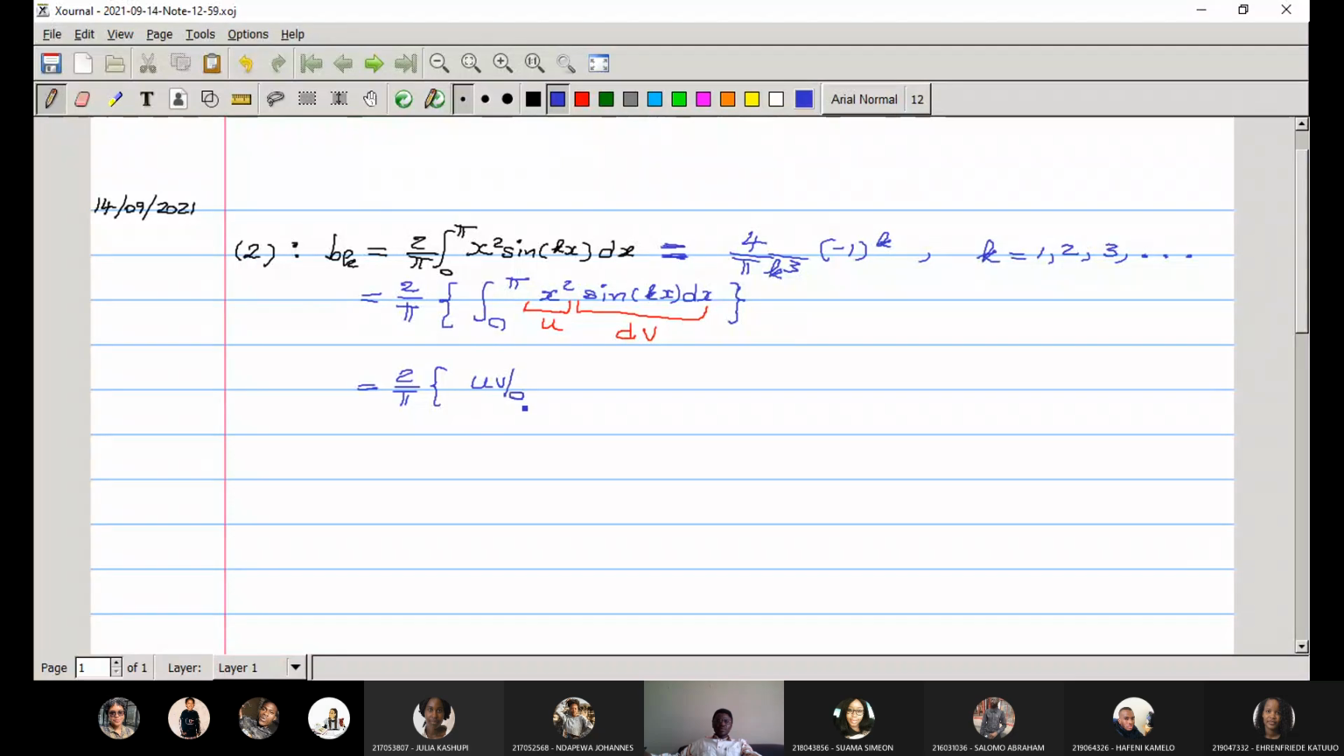uv from 0 to pi minus what? The integral of v du. Good. Okay, so now we know u already, we need v. So from this one, what is our v? So what is v? This is dv. What is v?